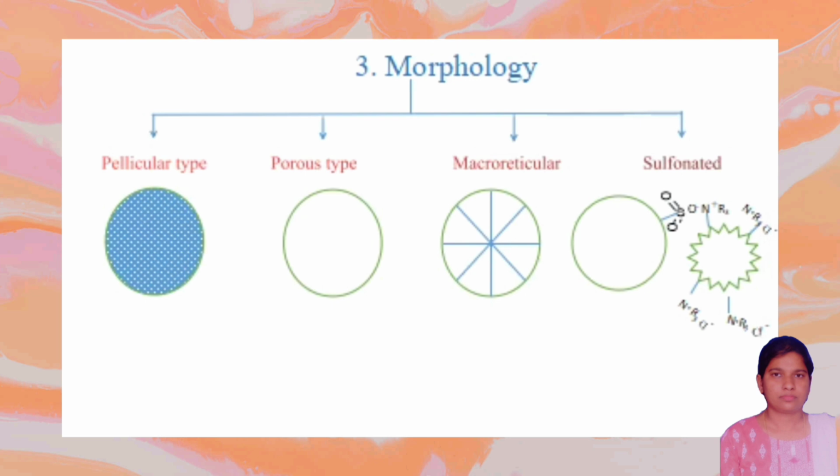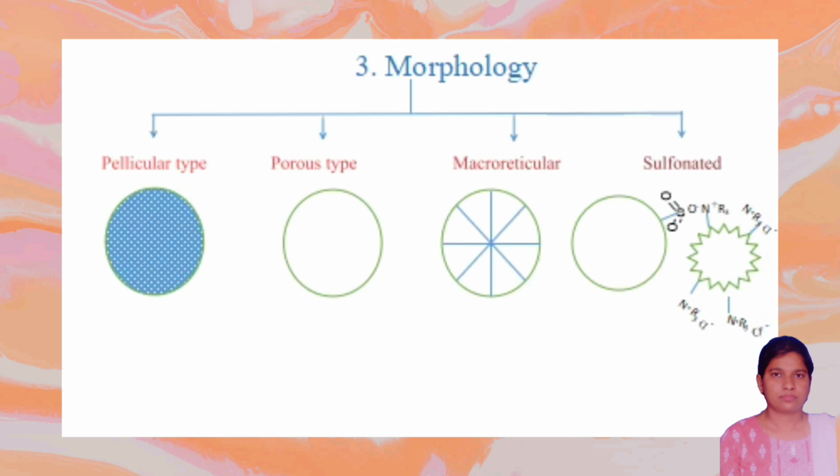Basing on morphology, the ion exchangers are classified into four types: pellicular type, porous type, macroreticular type, and surface sulfonated and bonded electrostatically with anion exchangers. Pellicular type. The particle size is 30 to 40 micron with 1 to 2 micron film thickness. The ion exchange capacity is 0.01 to 0.1 milliequivalent per gram of ion exchanger. Porous type. The particle size is 5 to 10 micron and the ion exchange capacity is 0.5 to 2 milliequivalent per gram of ion exchanger.